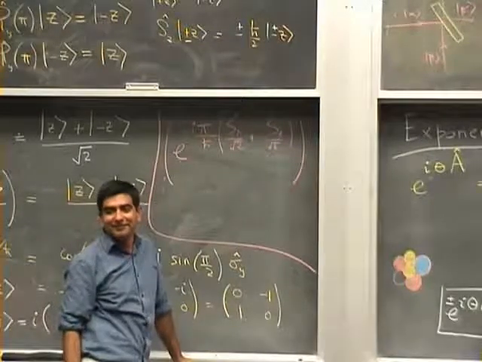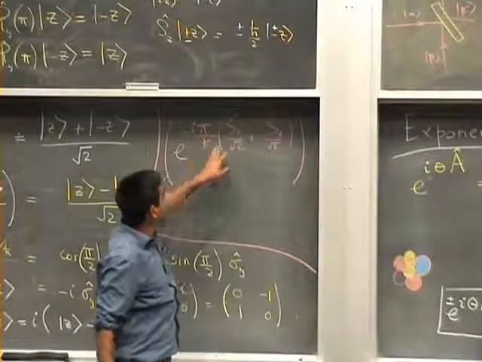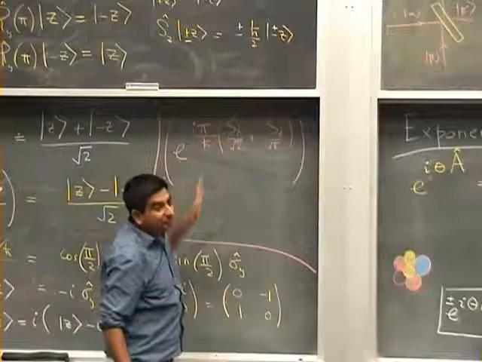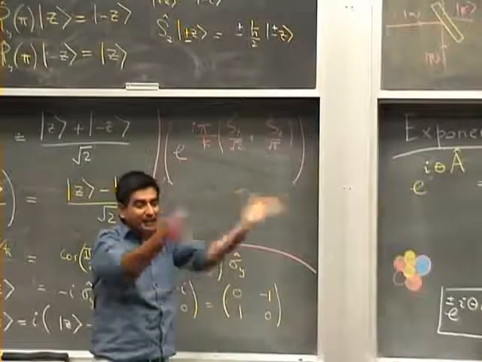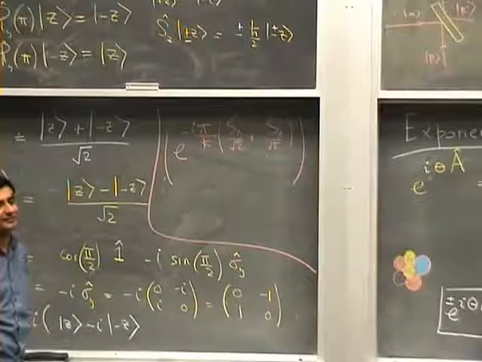Okay? And you can check that if you take the square of this divided by h bar, you multiply by 2 as well, it will be identical. Okay, so this is the Hadamard gate.